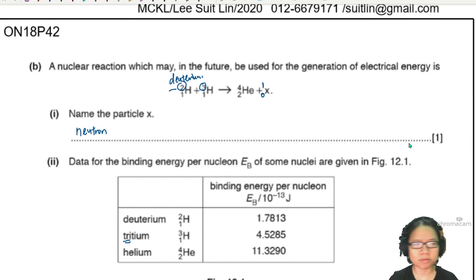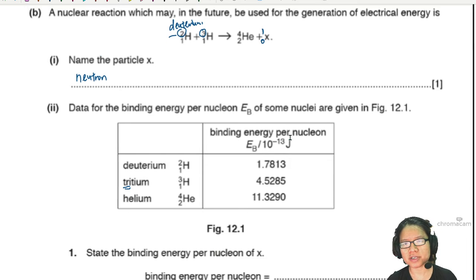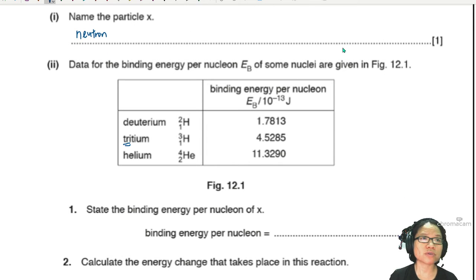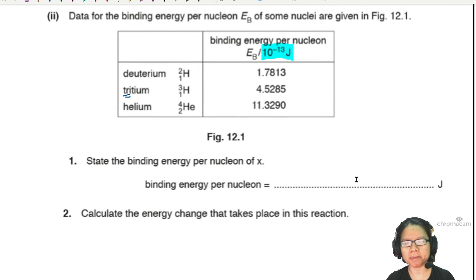Bonus mark. Data for binding energy per nucleon for some nuclei is given. Okay, so these numbers are given to us in 10 to the power negative 13 joules. Okay, not megaelectronvolts today. So you have a bunch of data, and you're asked to state the binding energy per nucleon of X.